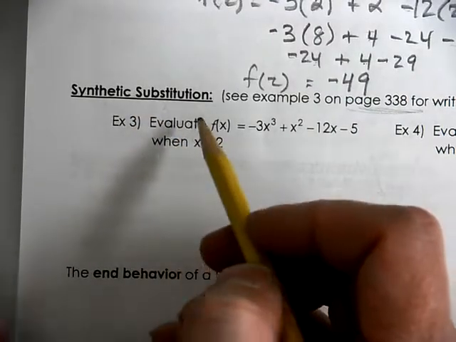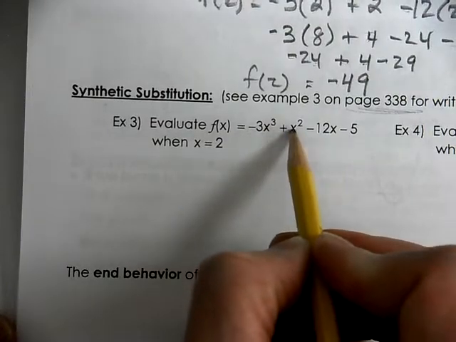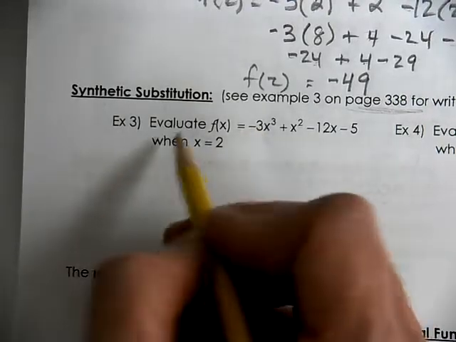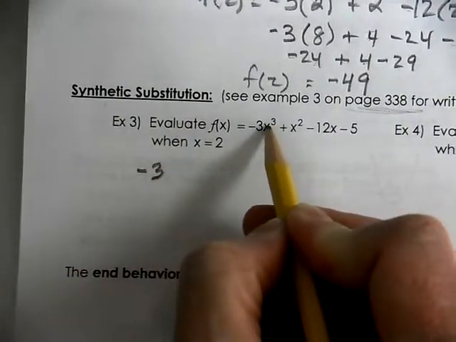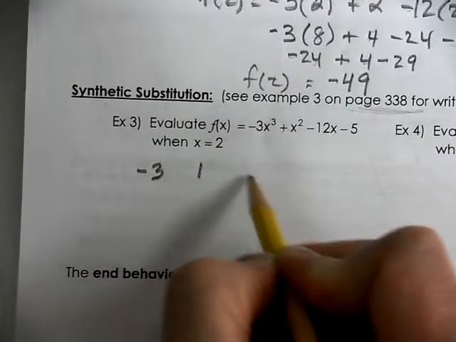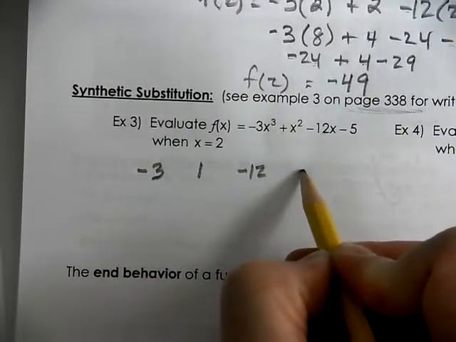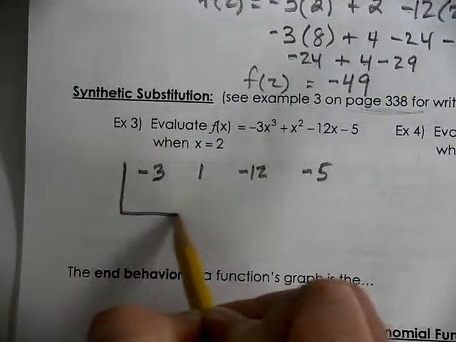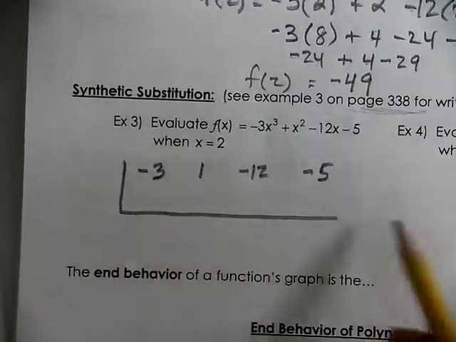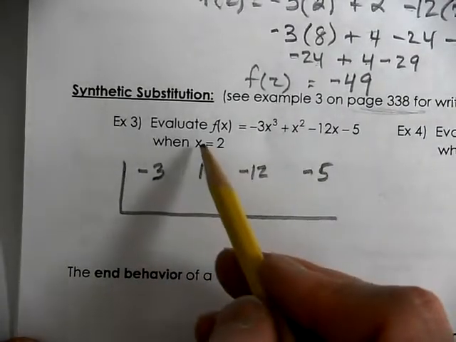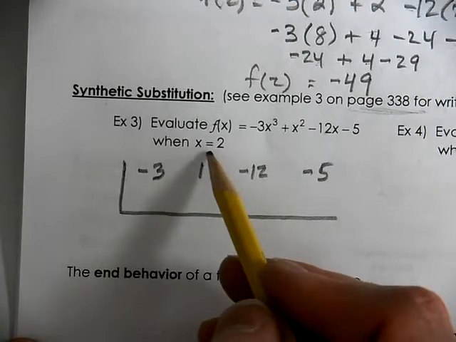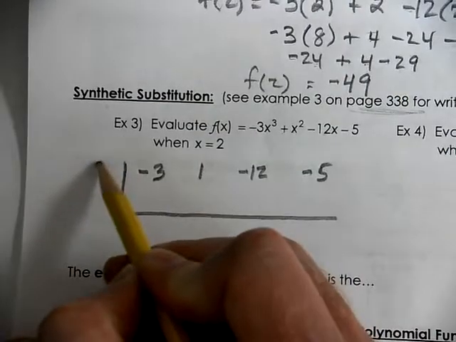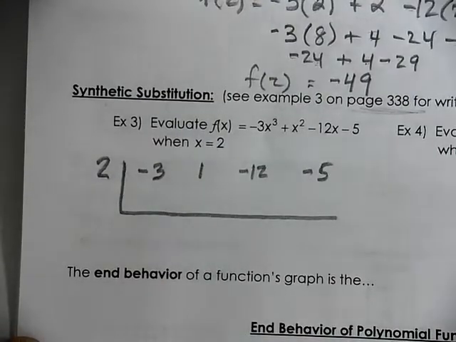Here, with synthetic substitution, what we're going to do is write down all of our coefficients. So negative 3, 1, negative 12, and negative 5. It's kind of looking like division, but we're going to draw this bar a little bit backwards. And here we know what x equals. That'll make more sense in the future, but we know what x is. X is 2, so we're going to substitute in our 2.